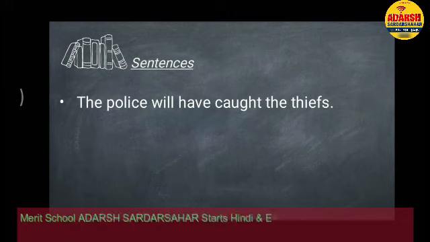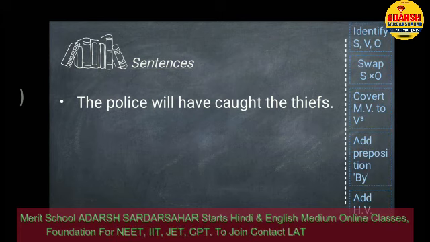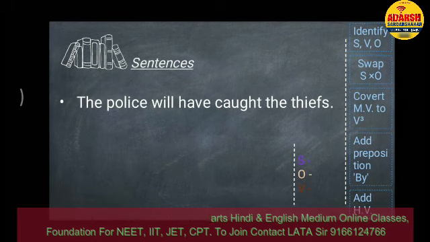You can see the example: the police will have caught the thieves. Now let's write all 5 steps, which are identify subject, verb and object, swap subject to object and object to subject, convert the main verb to the verb's third form, add preposition by, and add the correct helping verb. Let's go towards our first step, which is identify subject, object and verb.